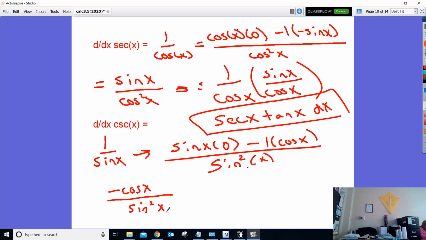And I think we'll break this one apart the same way we did the last one. We'll pull out a 1 over sine. We'll pull out the negative. And we'll leave it as cosine of x over sine of x. Because that's the way it's actually written. 1 over sine would be cosecant, and cosine over sine would be cotangent. So we have negative cosecant of x, cotangent of x, dx.